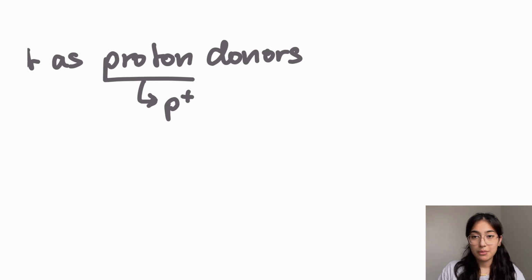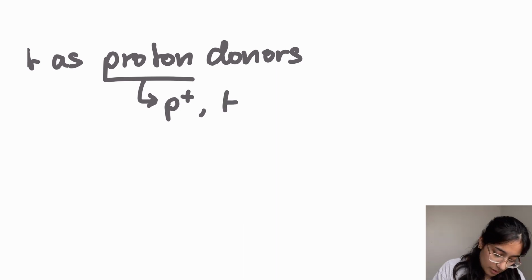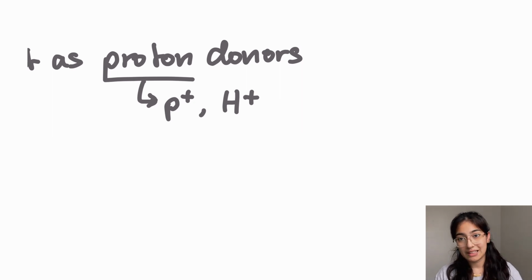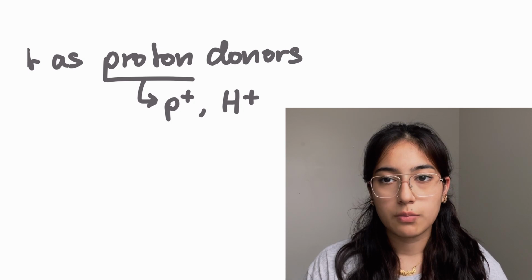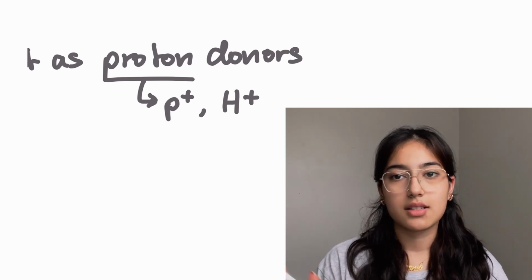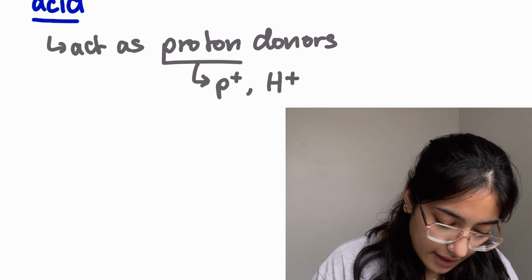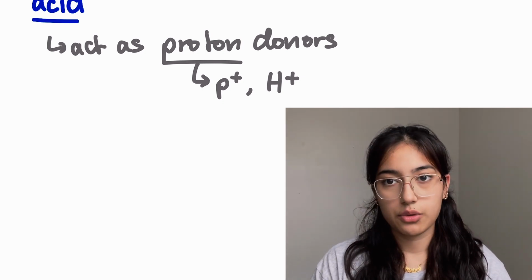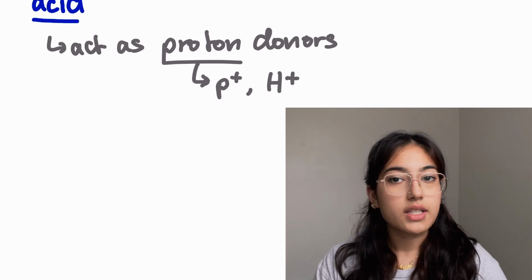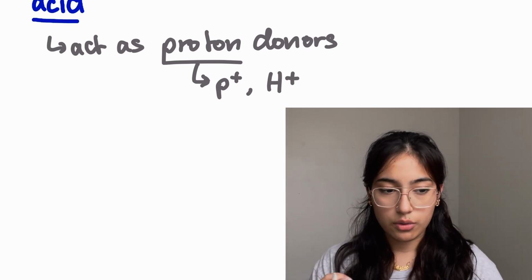You just need to know that sometimes it's written as P+, and sometimes it is written as H+, because it's actually the same thing as a hydrogen ion. So every time you hear proton donor in chem, it's just the same thing as a hydrogen ion. Acids act as proton donors, which basically means that when they are in an aqueous solution, so a solution with water, they dissociate, which means break apart, into H+ ions.